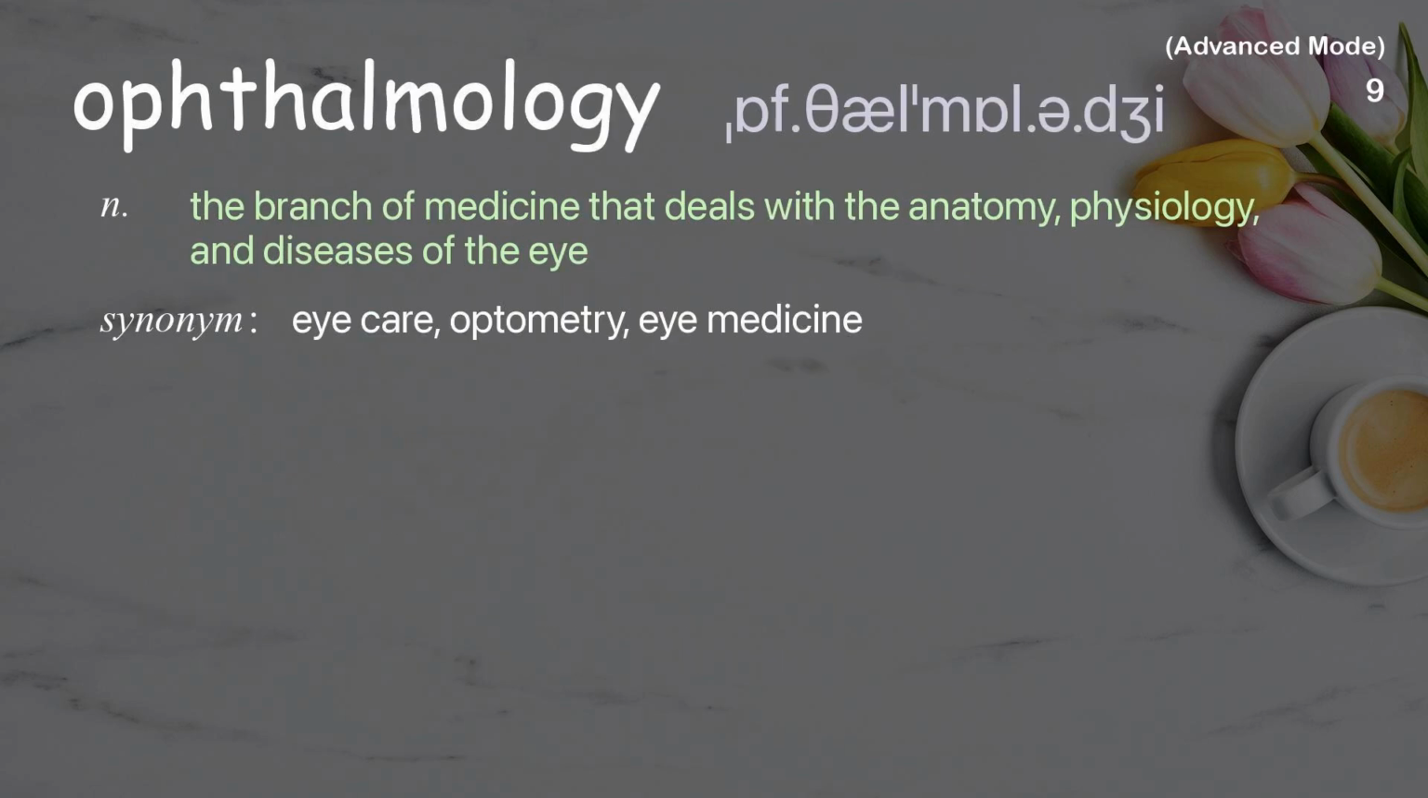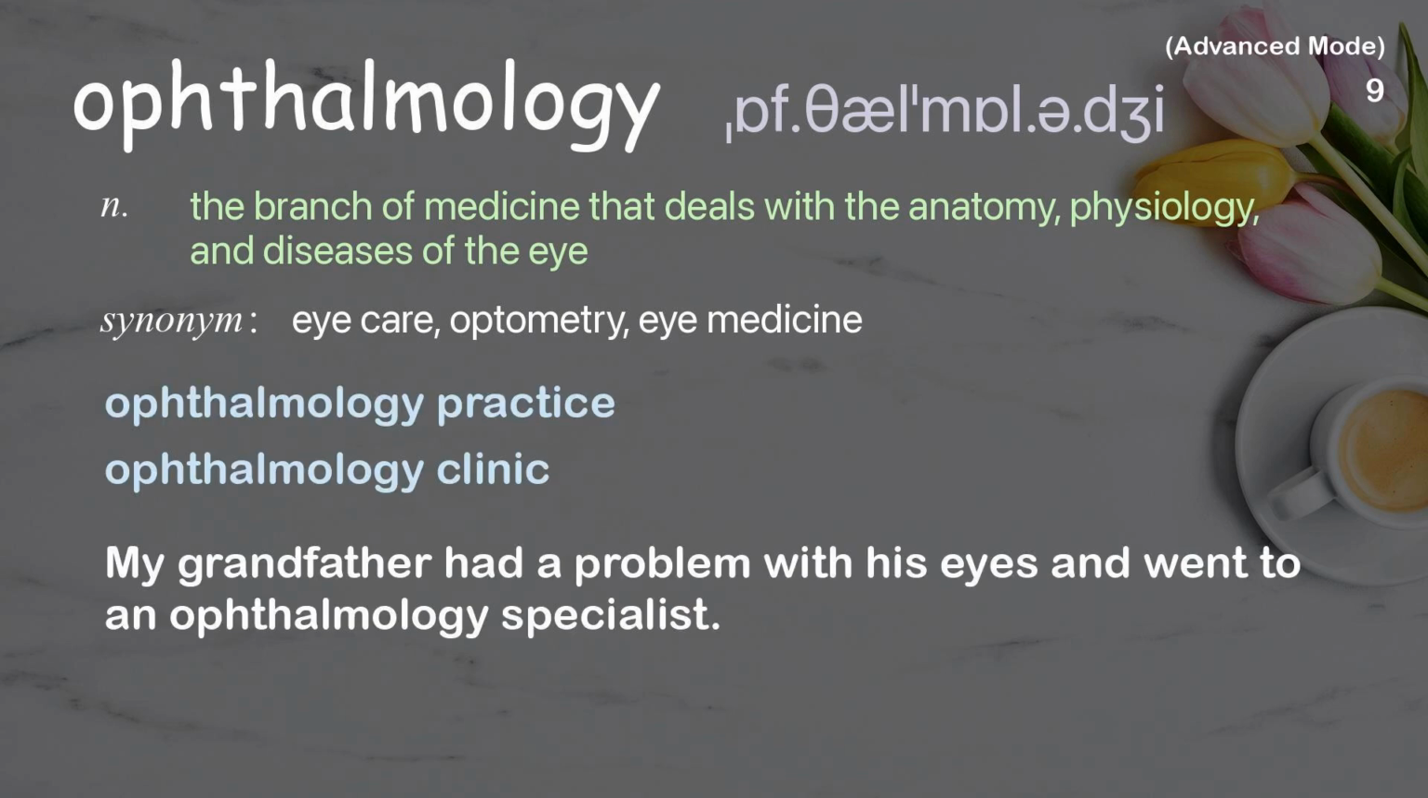Ophthalmology. The branch of medicine that deals with the anatomy, physiology, and diseases of the eye. Examples: Ophthalmology practice. Ophthalmology clinic. My grandfather had a problem with his eyes and went to an ophthalmology specialist.